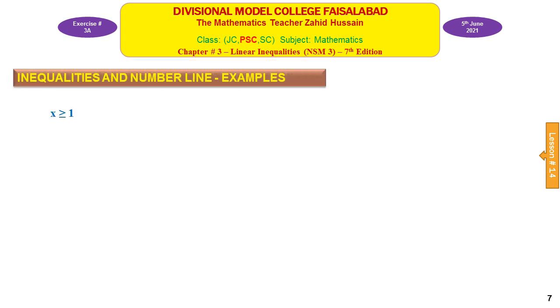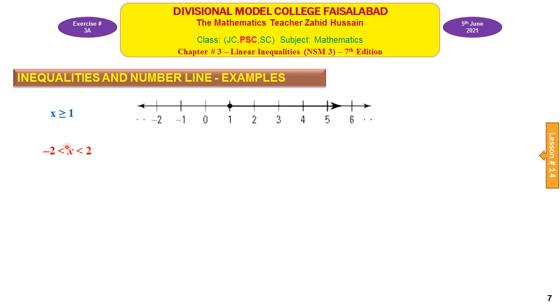These are some examples of inequalities and number lines. If the inequality is x greater than or equal to 1, then over 1 draw a circle, shade it because there is an equal to sign also, and produce or bold this number line towards the right hand side.